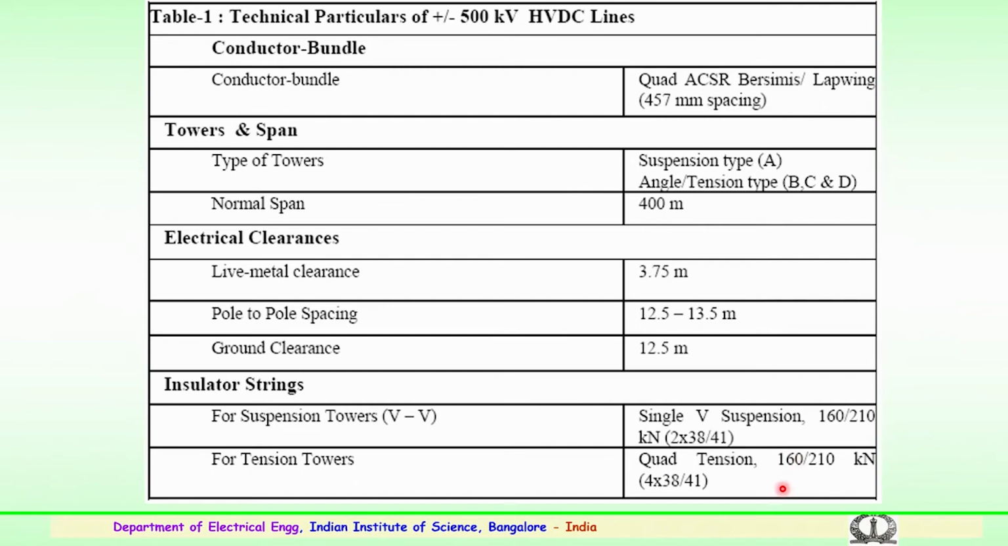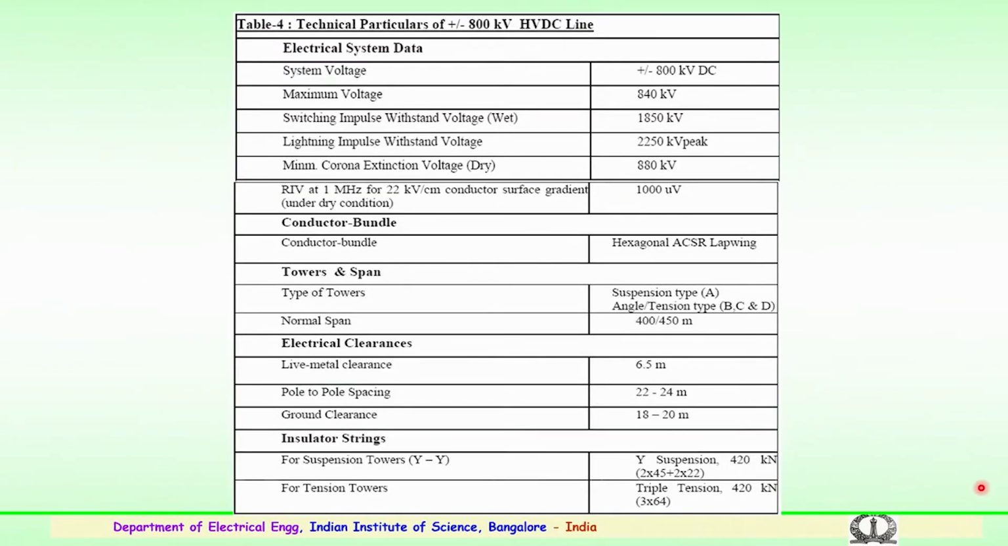For tension towers, again a 4 conductor bundle quadruple tension is employed. Here again 160 and 210 kilonewton insulators are used. In case of 210 kilonewton, 38 numbers will be used, and in case of 160, 41 will be used. We have to consider that 210 is 38, 160 is 41 of 4 strings. So, 4 strings in parallel consisting of 38 numbers will give you 210 kilonewton for a tension tower of 500 kV plus minus HVDC.